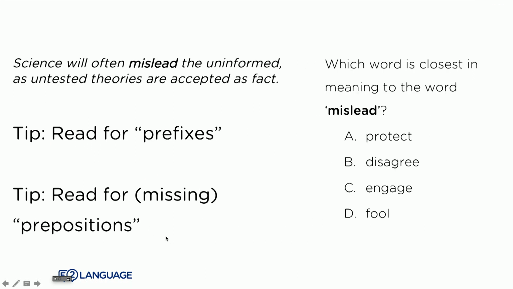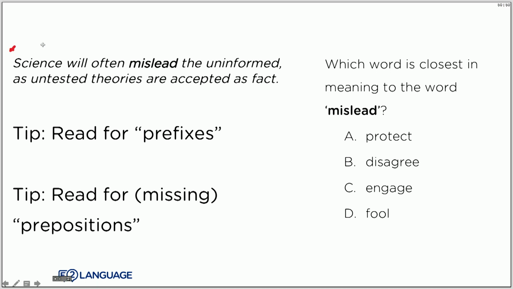Okay, here's another little tip for you. Let's look at the sentence again. This is an important tip. Science will often mislead the uninformed, as untested theories are accepted as fact. Read for prefixes. What's the prefix of this word here? Mis. We've got the base word here, lead, to lead. But to mislead means the opposite. Okay, so read for the prefix, and also the prepositions, which I showed you. So lead would be the opposite of fool, and mislead will be the same as fool in terms of meaning.